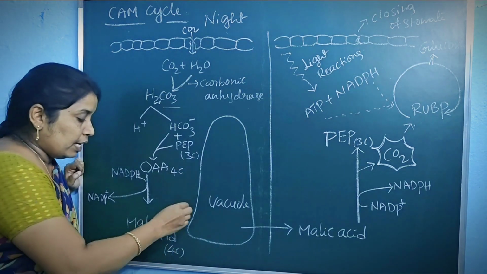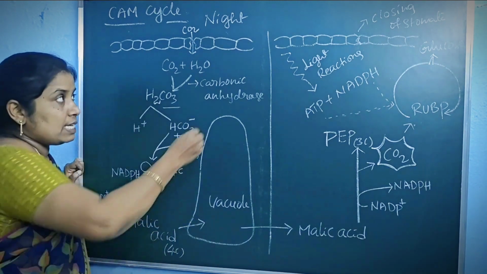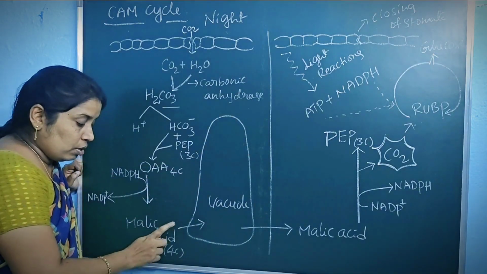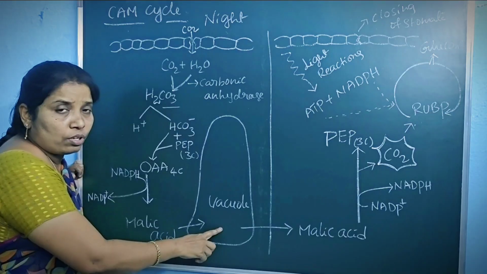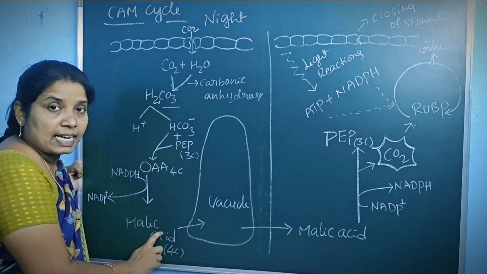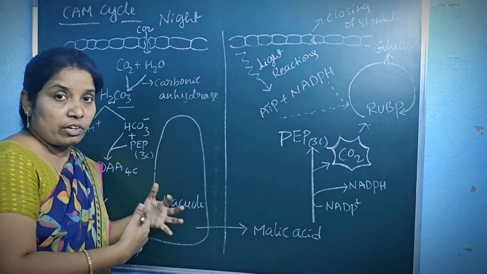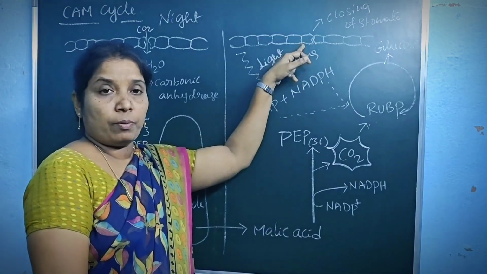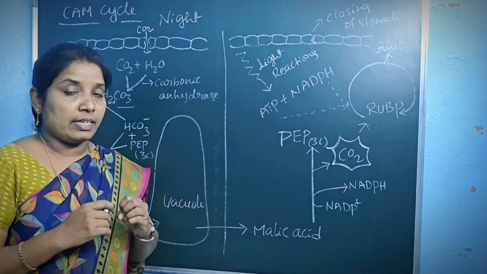It is stored in the vacuole during the night time. This all happens in the night time only. This malic acid is stored in the vacuole. You know that plant cells have big vacuoles, and they store malic acid the entire night. During the daytime, what will happen? Let's see. During the daytime the stomata get closed, so there is no exchange of carbon dioxide and other gases.